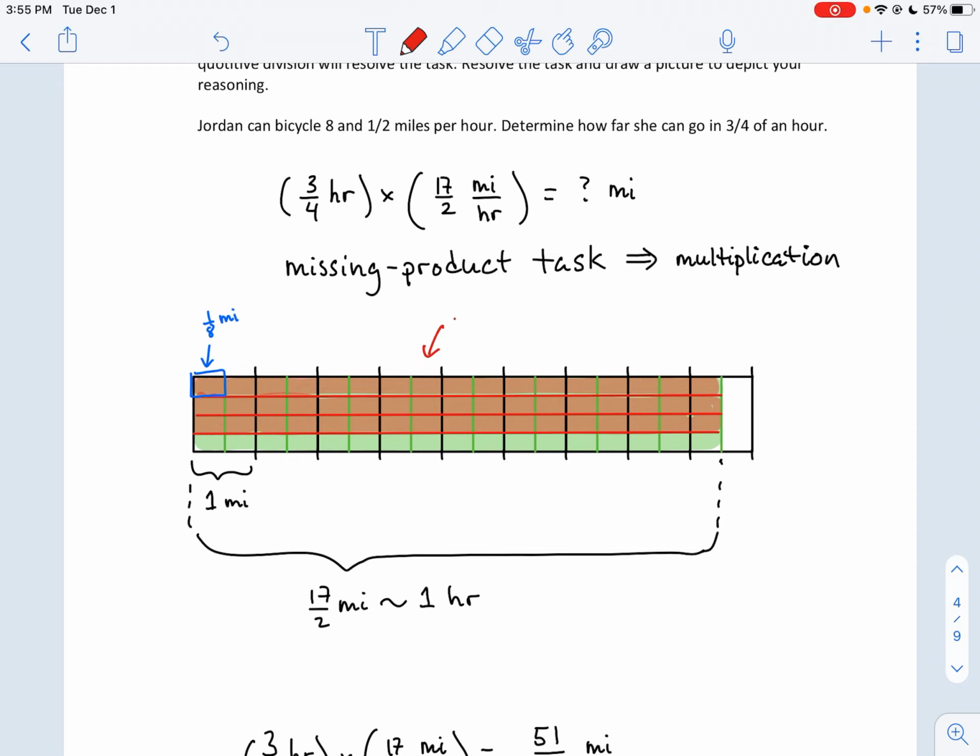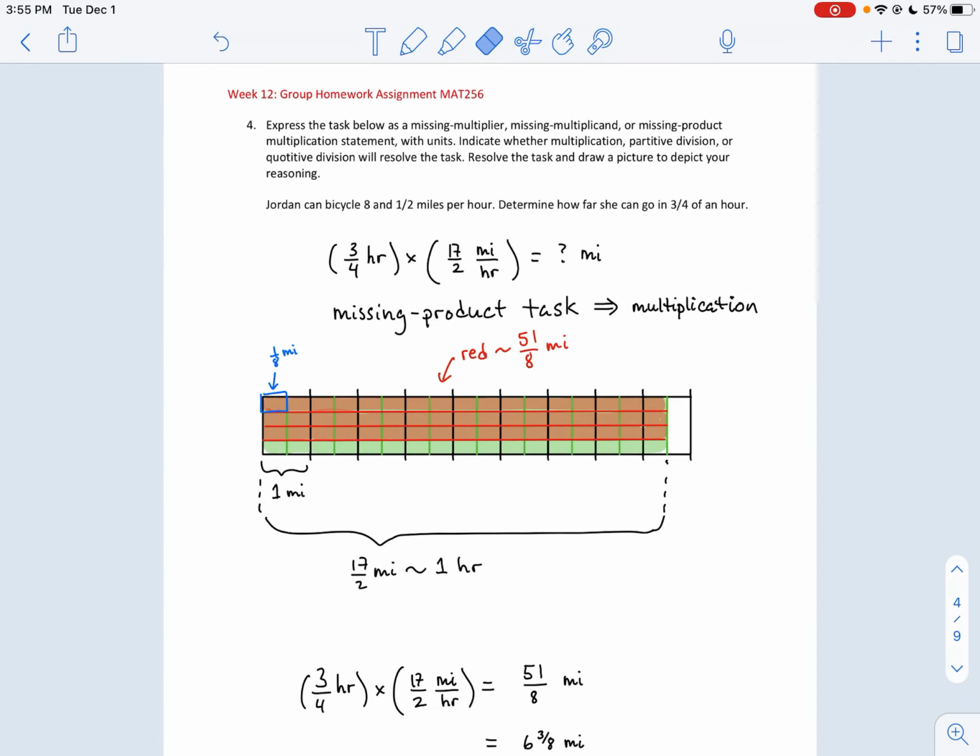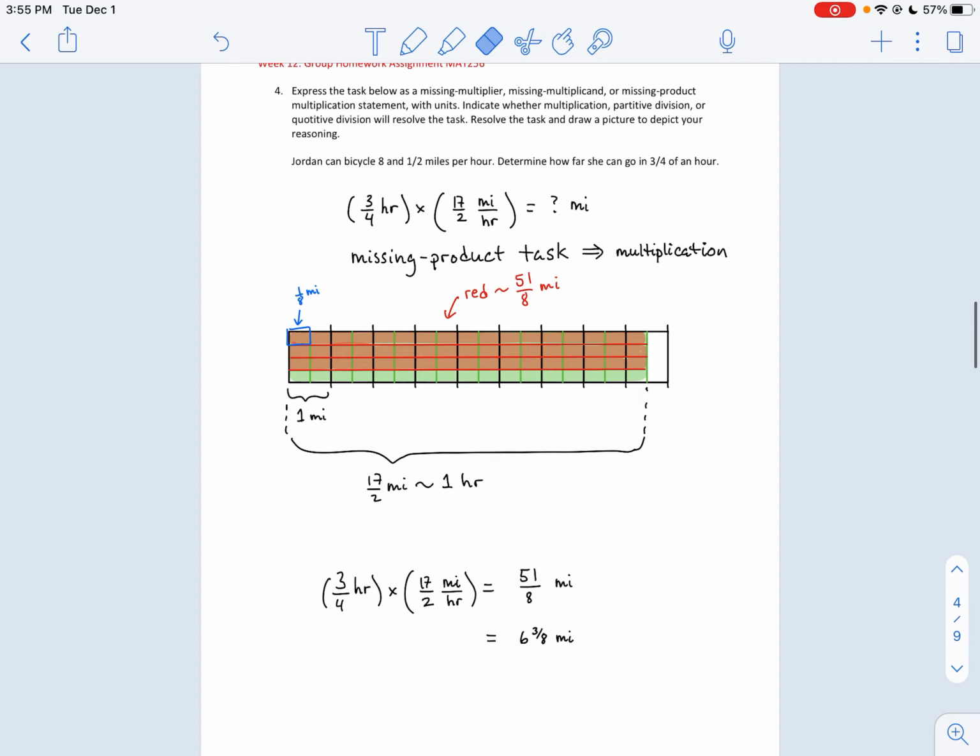Each little blue box is 1/8 of a mile. So for all the red, how many do we have here? We have 3 rows that are red and 17 columns. So 17 times 3 is 51. Here we go. We have 51 total little boxes, and each one is 1/8 of a mile. So 51/8 miles is how much is shaded in red. There we go. And that is our answer that we get by doing the algorithm.